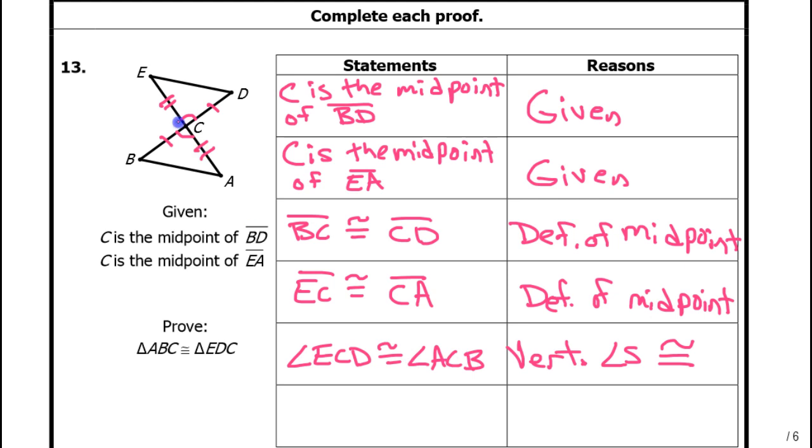All right, now that's enough information to say that the two triangles are congruent. So we can go ahead and say triangle ABC is congruent to triangle EDC. And this will be side angle side.